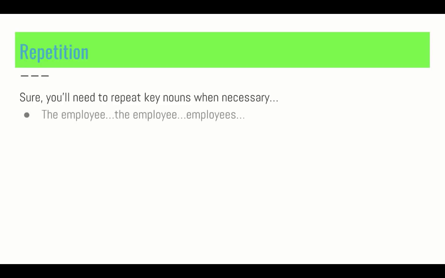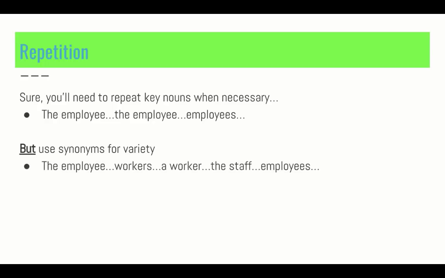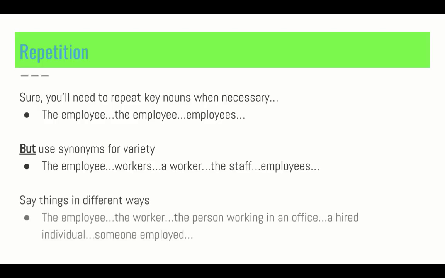So if you were writing about employees, there's no way around it. You're going to say the employee, the employee, the employees. That's going to be in your story a lot. But sometimes you want to start trying to use synonyms for variety. Employees, worker, a worker, the staff. You just need to learn to say things in a different way. The person working in the office, a hired individual, someone employed. All of those give a little bit of extra variety.